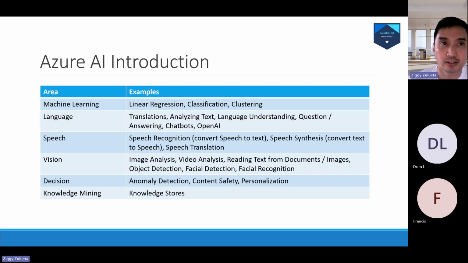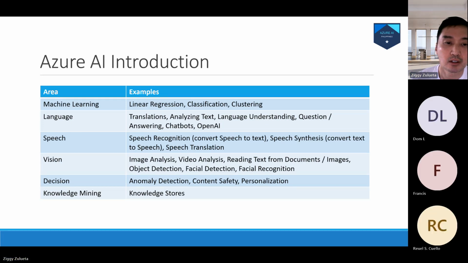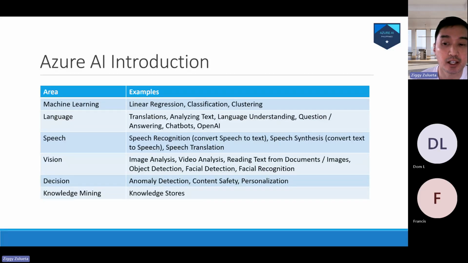A lot of people, when they hear about AI, have been exposed typically to ChatGPT, and that's the only thing they know with regards to AI. But if you look at it, AI is a very broad subject, and ChatGPT is just one of them. Within AI, there's machine learning, in which you have multiple examples: linear regression, classification, clustering. This is something that we discussed last week.